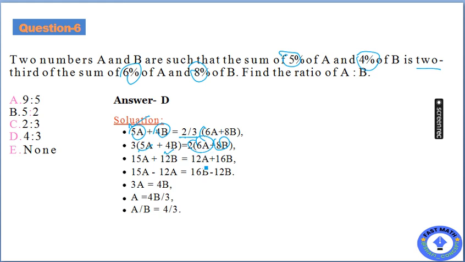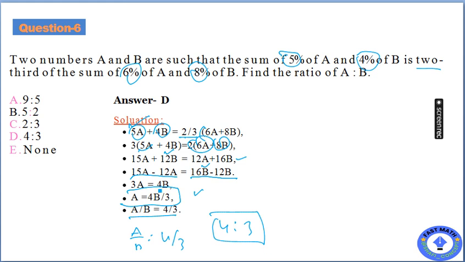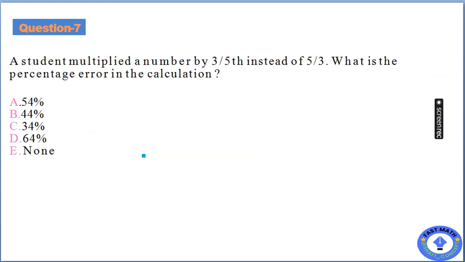2 6s are 12, 12A and 16B. This is 15A minus 12A, 16B minus 12B. So finally, A is nothing but 4B by 3, and A by B is 4 by 3, nothing but 4:3. This is the answer. We are going to discuss the 7th question.